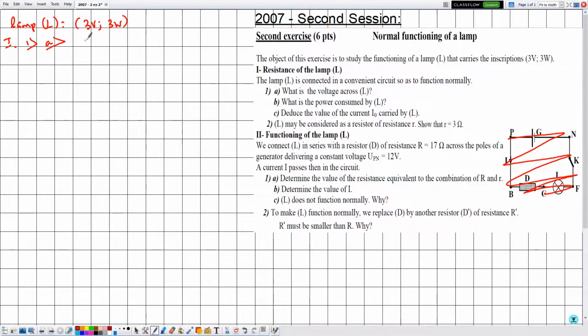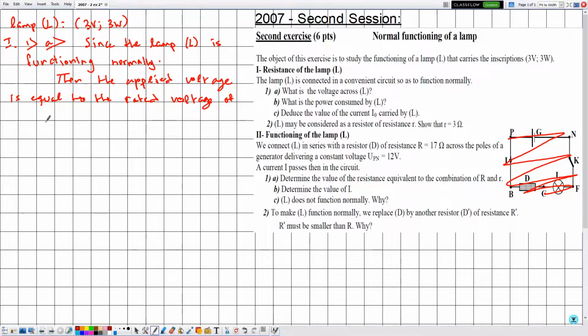Let's say since the lamp L is functioning normally, then the applied voltage is equal to the rated voltage of the lamp L. So the answer is given by 3 volts.